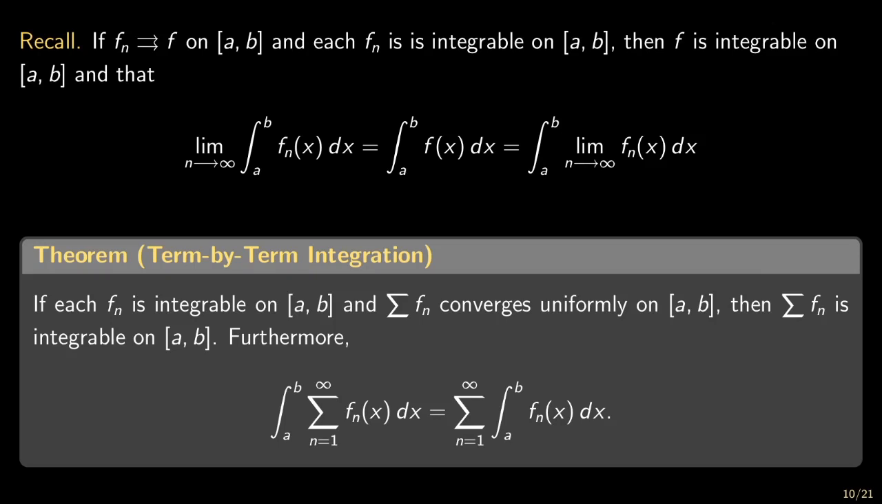So to state it formally, if each f sub n is integrable on the interval [a,b], and the sum converges uniformly on [a,b] to a certain function, then that sum is integrable on [a,b]. Furthermore, the integral of the infinite sum is the infinite sum of the integrals. So you can integrate term by term, and that is guaranteed as long as the series converges uniformly. This is one advantage of a series converging uniformly on an interval.